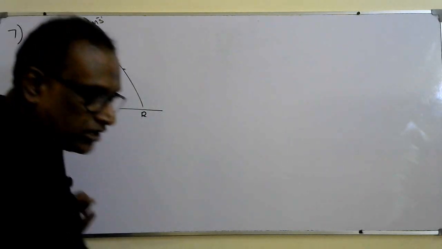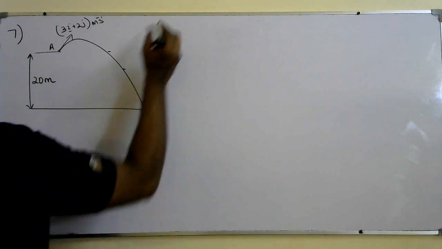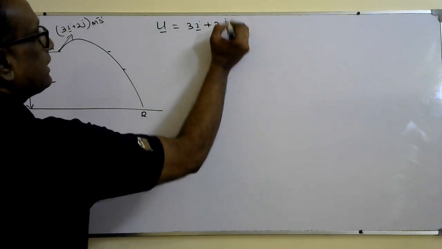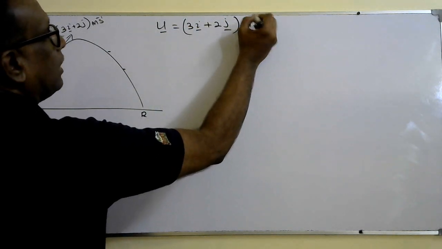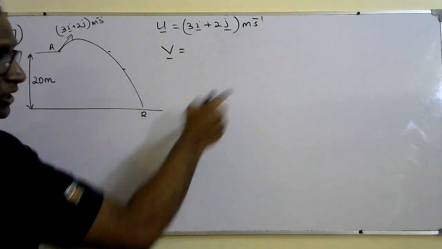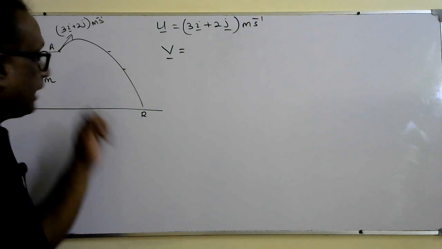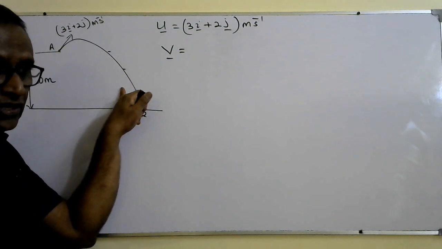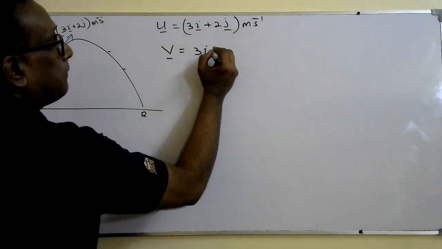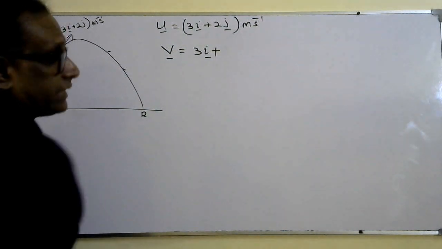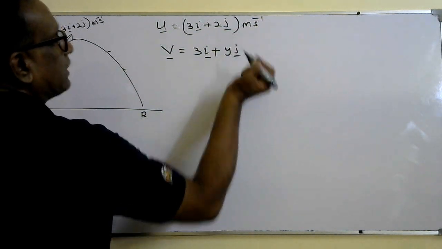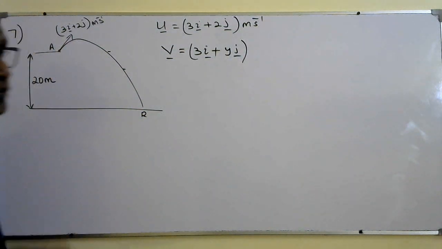So the initial velocity is 3i plus 2j meters per second. When the velocity becomes perpendicular, the i component, the horizontal component, remains the same, because at any point the horizontal component of the velocity is the same, with no acceleration in the horizontal direction. So that is going to be 3i. But the vertical component we don't know, so we'll take the vertical component as yj.